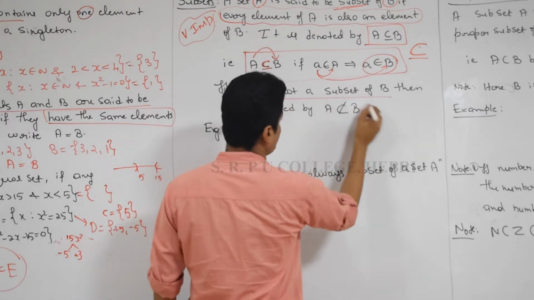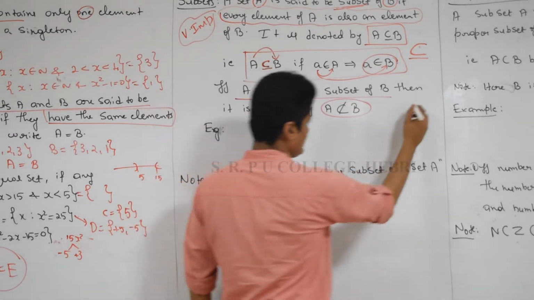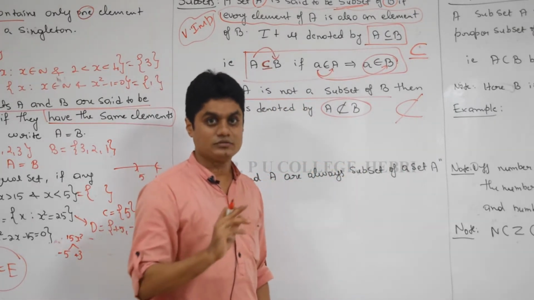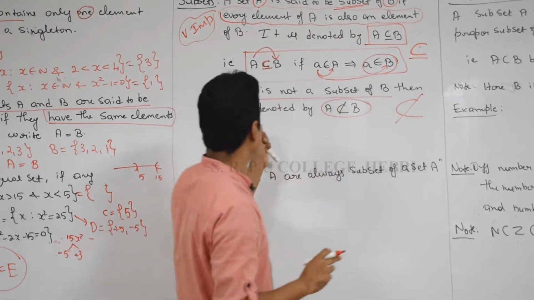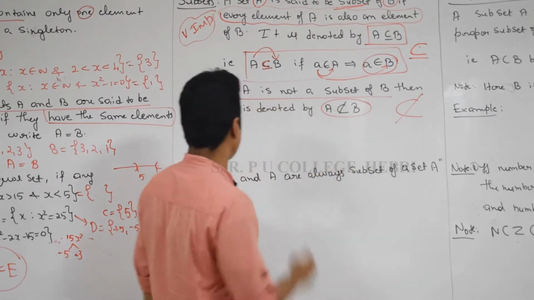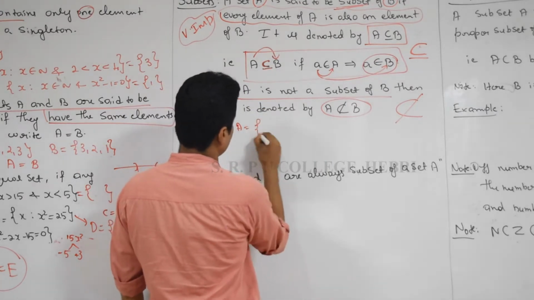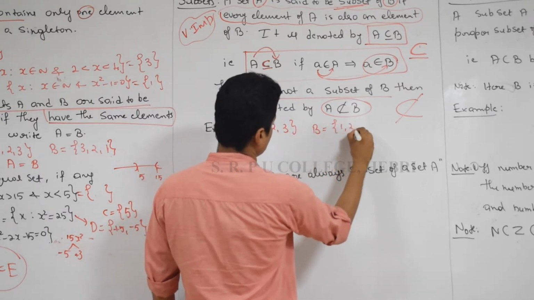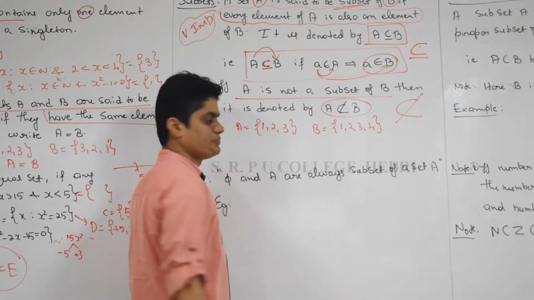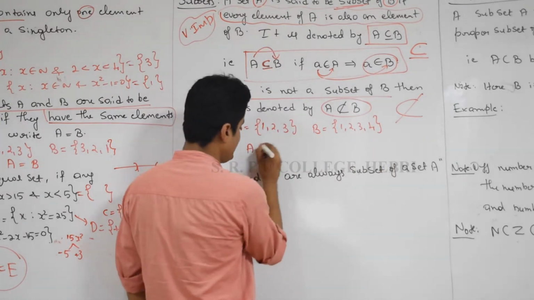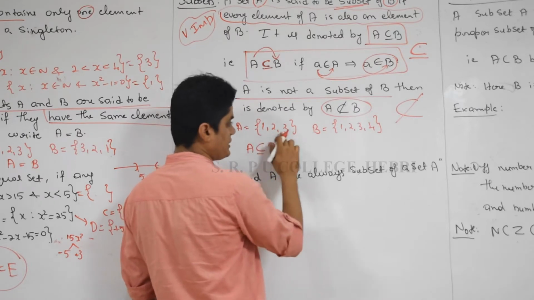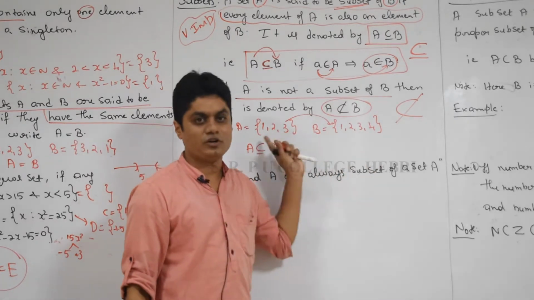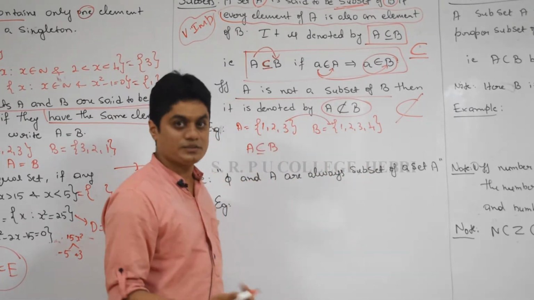Now if A is not a subset of B, you should know its notation. If A is not a subset of B, then this notation will be used, the subset symbol with a not sign, exactly similar to not equal. Let me take one example. A is equal to {1, 2, 3}, B is equal to {1, 2, 3, 4}. Now tell me whether A is a subset of B. Obviously yes, every element of A is in B, so definitely A is a subset of B.